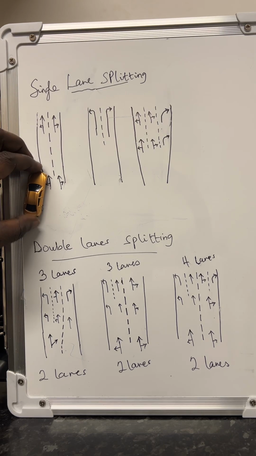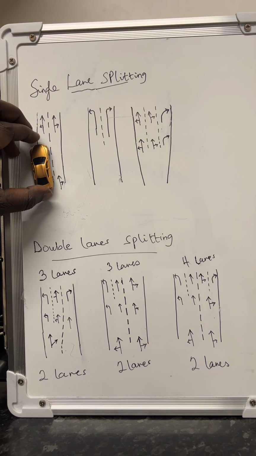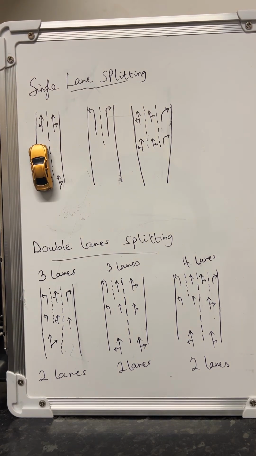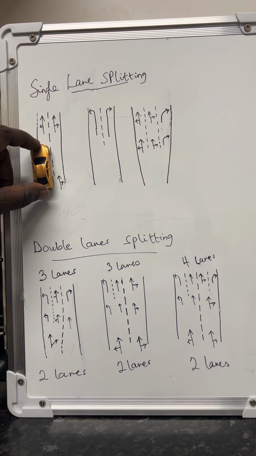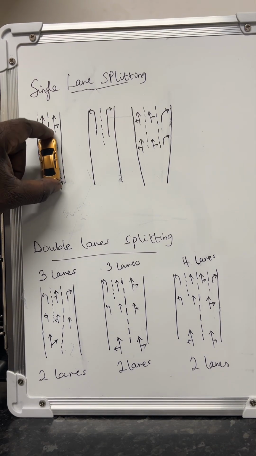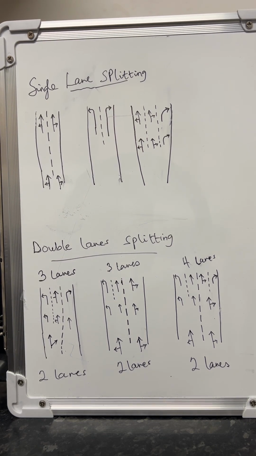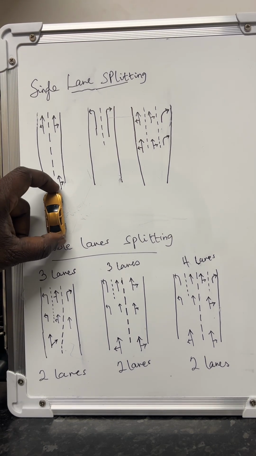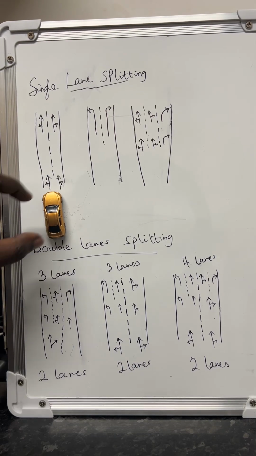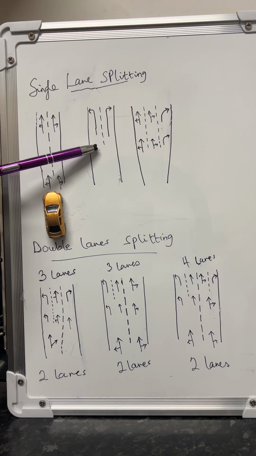Otherwise, let's say you are on the left lane and you want to switch to this lane, then you use mirrors, indicate right, and then you switch to that lane. However, if you understand how the lanes are placed and the meaning of the arrows, you just have to use your positioning to choose the correct lane. All right, let's go to the next one.